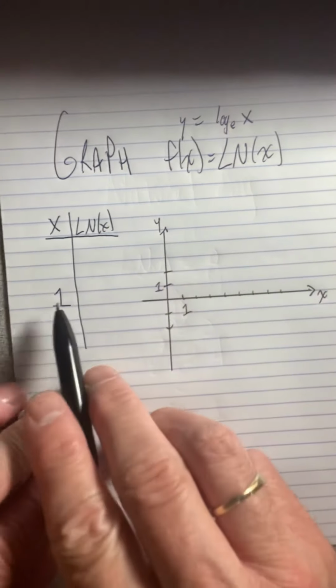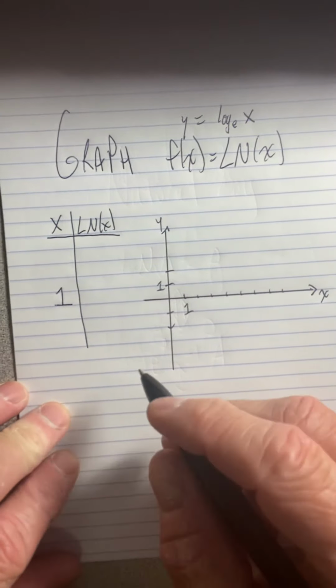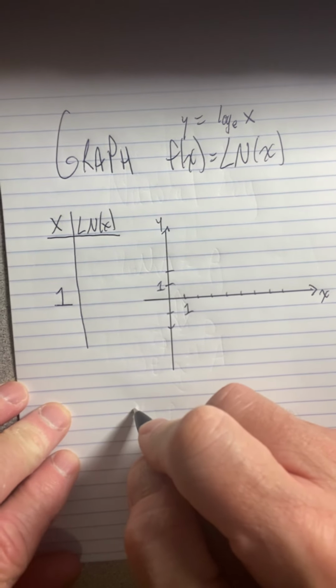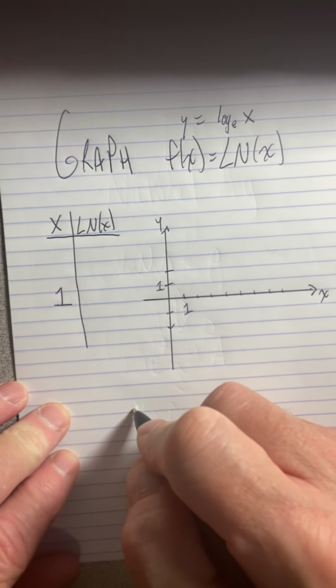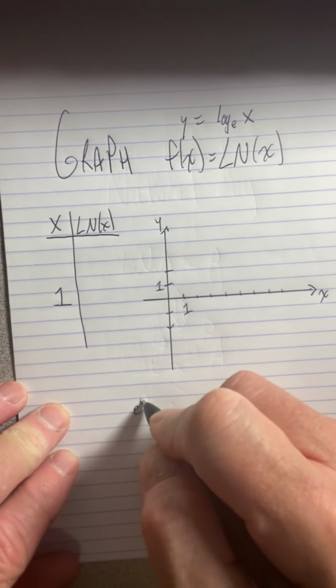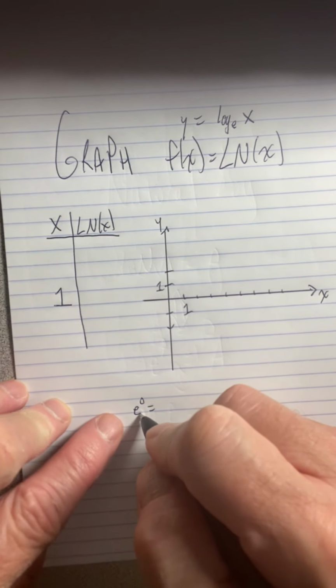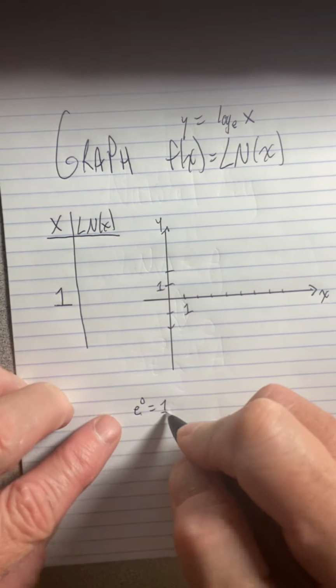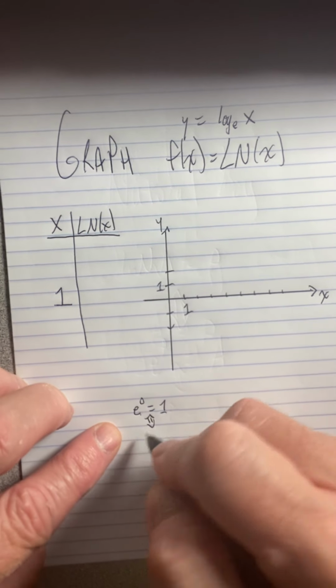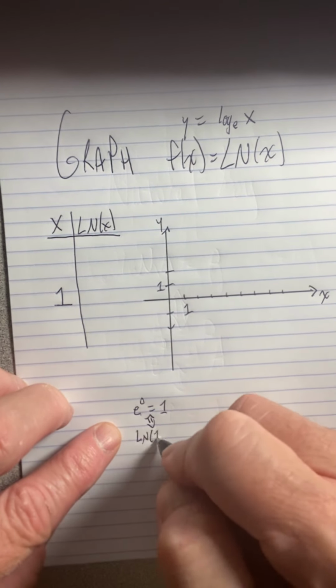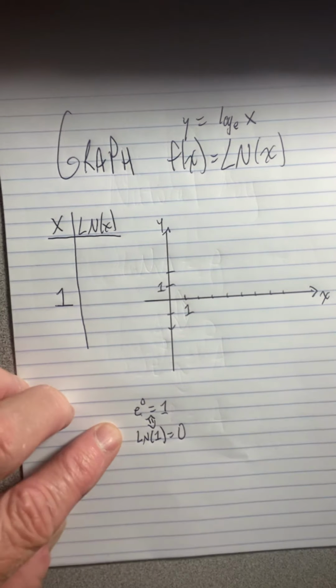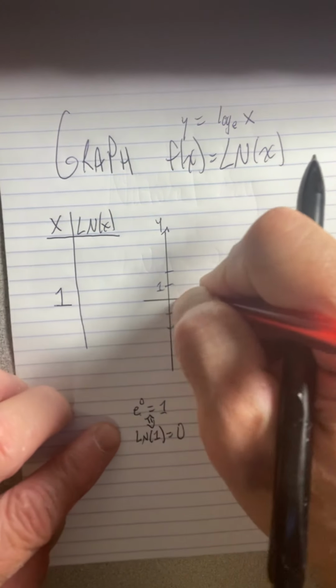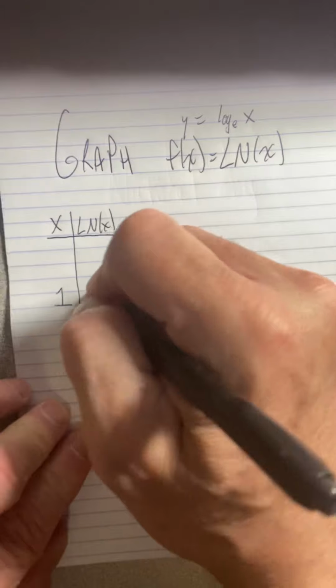So an easy one would be 1, because we know that e to the 0, any non-zero number to the 0 power is 1. So therefore, natural log of 1 is 0. So that gives us an easy output. When you put in 1, you get out 0.